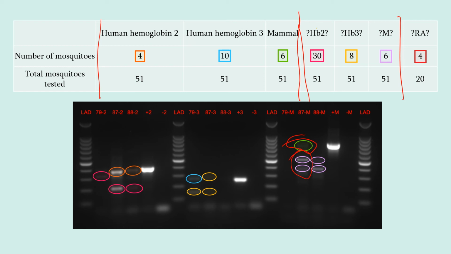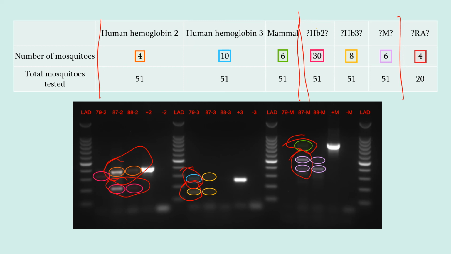And each color on the table here corresponds with a colored circle on the graph. The 4 mosquitoes that tested positive for human hemoglobin 2, 2 of them are right here, number 87 and 88. So you can see that there are several examples of the mosquito testing positive for both matching the control and not matching down here. And number 779 does it right here as well.